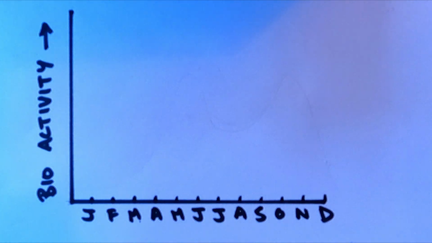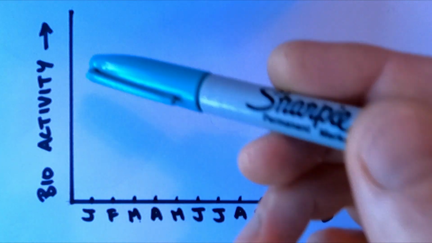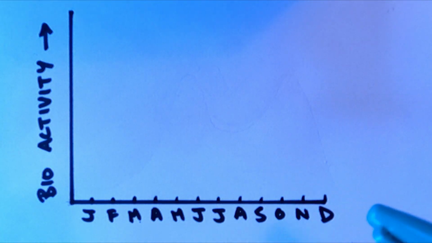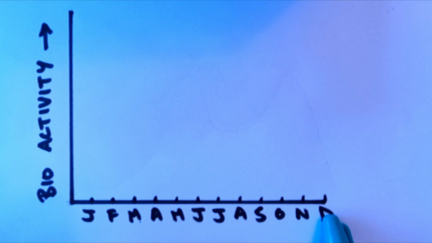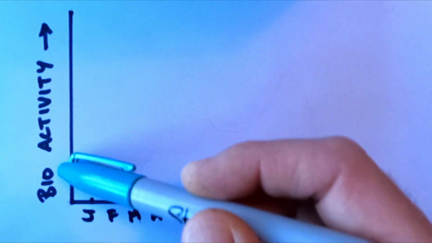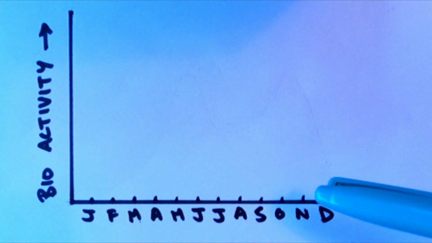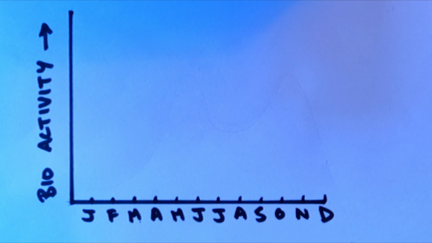So, learning from previous mistakes, I have already mapped out my axes here for what I will be describing. Along the bottom here, we've got the months of the year, so time, and up the side here, biological activity. And what I mean by that is the microorganisms that are awake, alive, functioning and doing things.